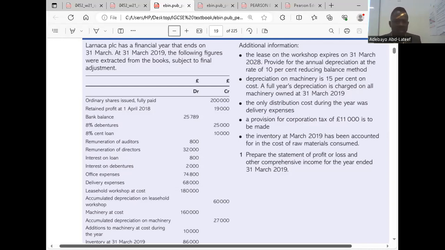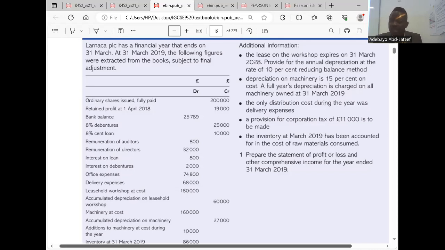Is it clear, please? The retained profit is going to be part of the statement of financial position. It's the profit that is being retained from the last year of April. So it should be added to the new profit when we are preparing our statement of financial position. So it's not going to be part of our expenses. Bank balance, this is our current assets, which is not part of the expenses. The debenture is a liability, which is not a part of our expenses.